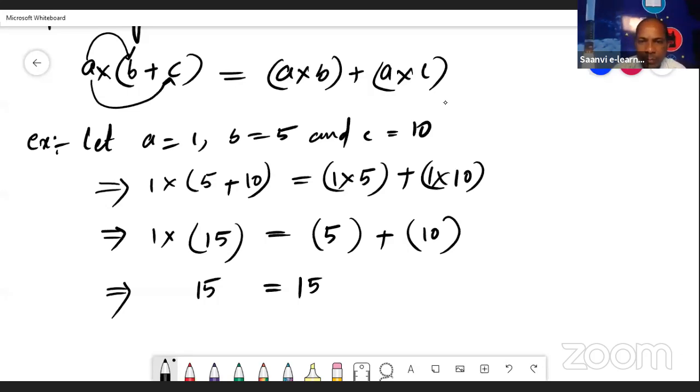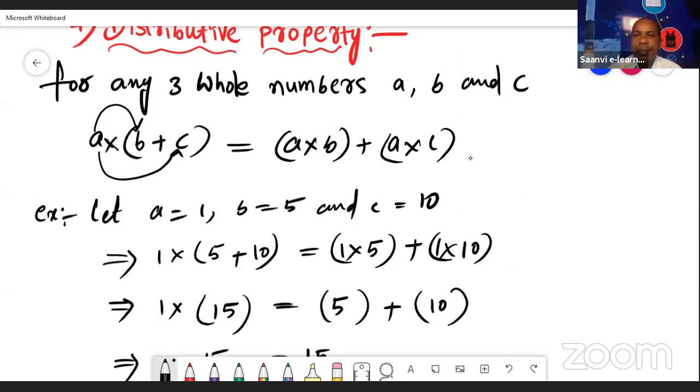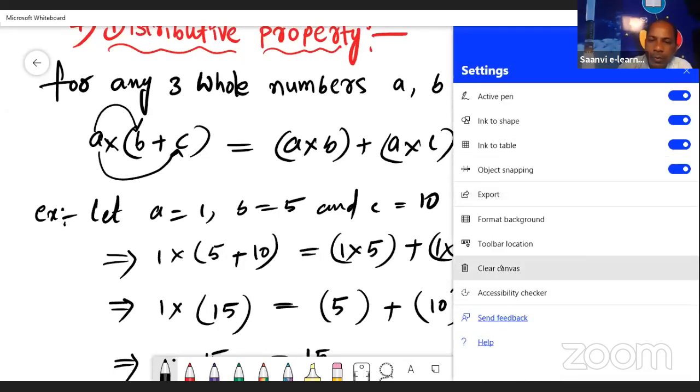So what is the distributive property? It is nothing but, for any three whole numbers A, B and C, A into (B plus C) is equal to A into B plus A into C. So this is the distributive property under addition and multiplication. These are the four very important properties: first, the closure property; second, the commutative property; third, the associative property; and the fourth, the distributive property.